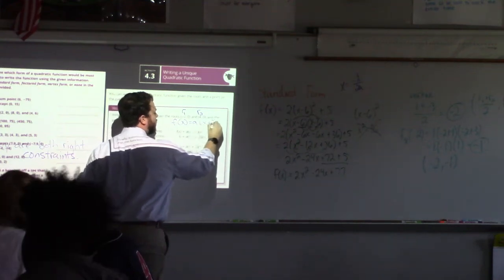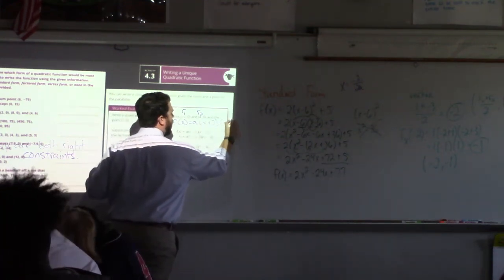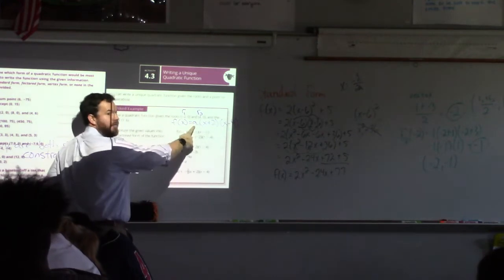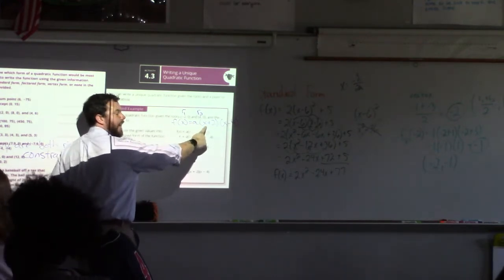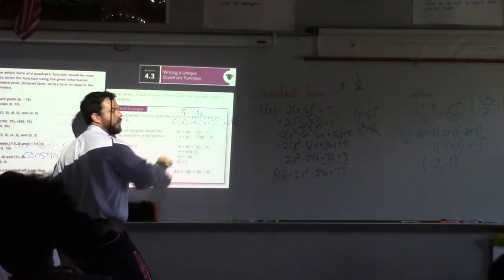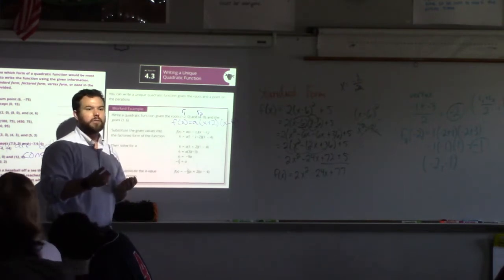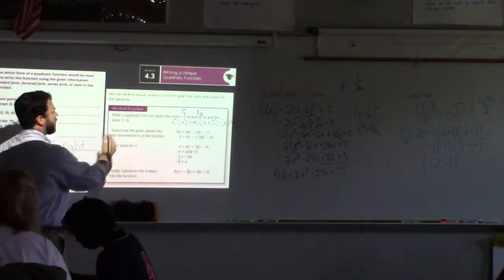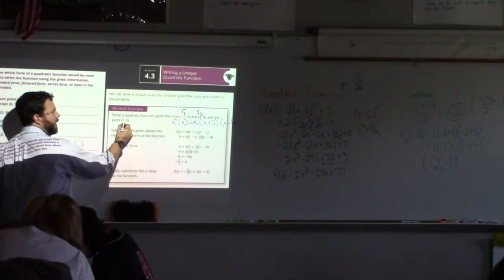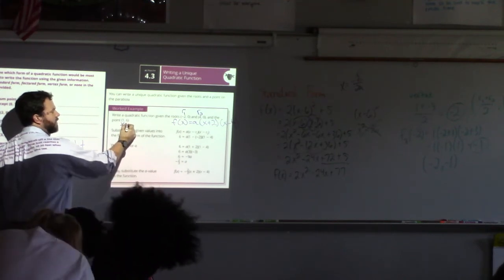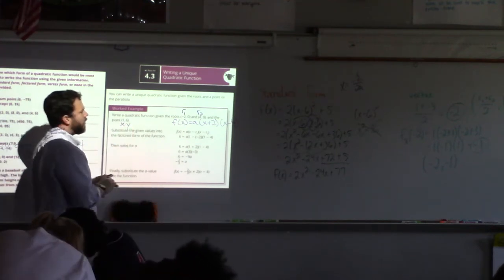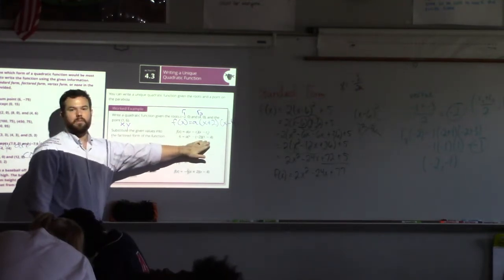times x plus 2 times x minus 4. Notice, now I have an a that I don't know, I have x that I don't know, and I have y that I don't know. I can't solve that equation. But now that I have a third point, this 1 is going to become the x, this 6 is going to become the y. That's where they get this equation from.